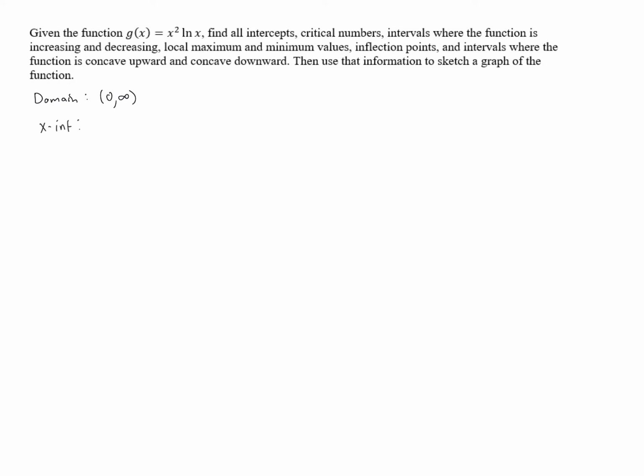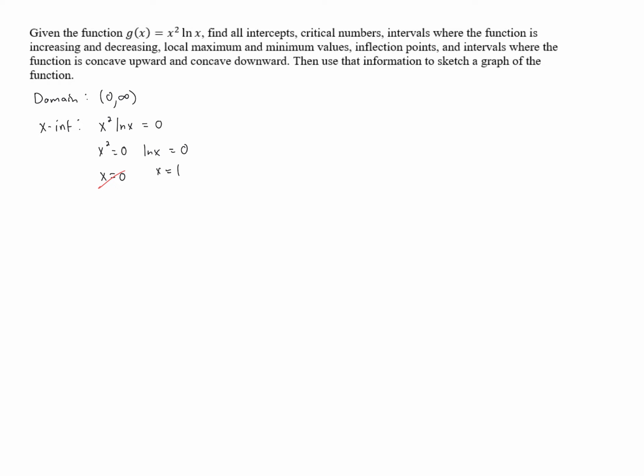If we set our function equal to 0, x squared ln of x equals 0 when either x squared equals 0 or ln of x equals 0. X squared equals 0 happens when x equals 0, but again, that's not a part of our domain, so we can throw that out. And then ln of x equals 0 specifically when x equals 1, because ln of 1 is equal to 0. So this is going to be an x-intercept. So we've got an x-intercept at 1.